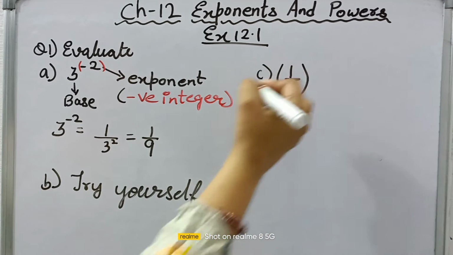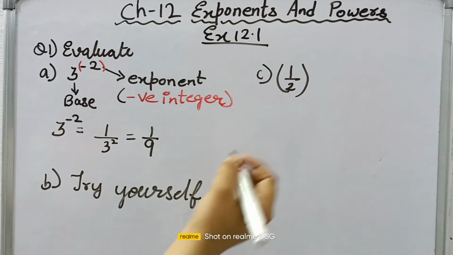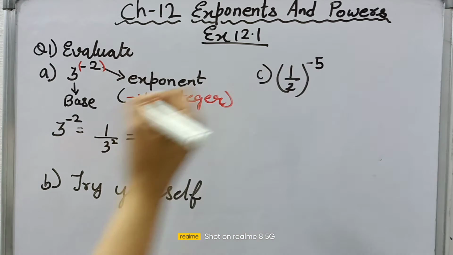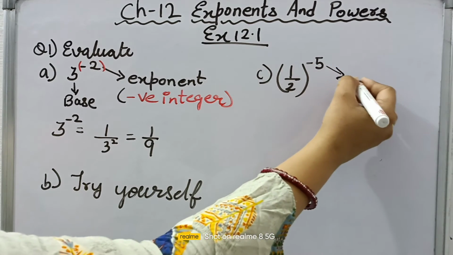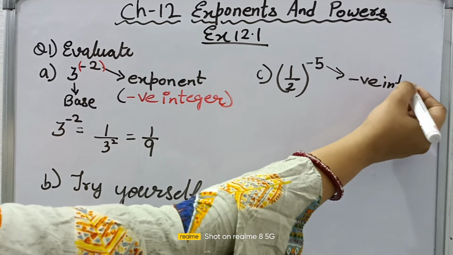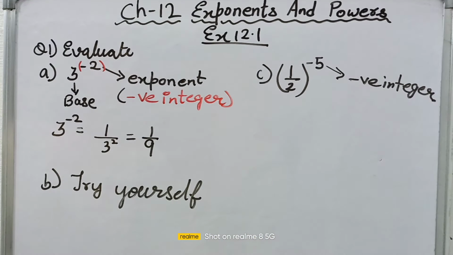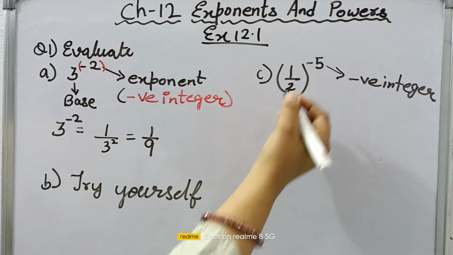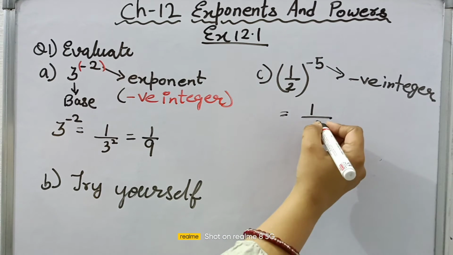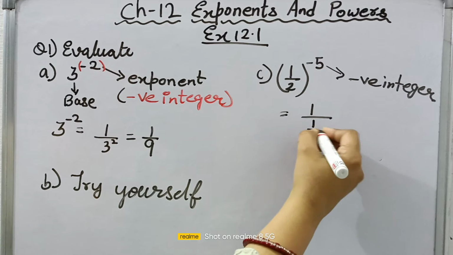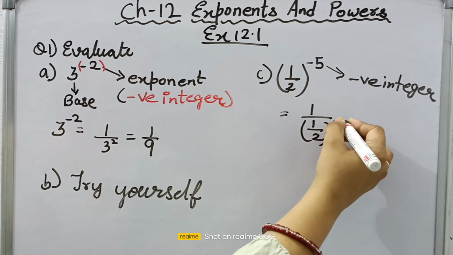In part C, it is given 1 upon 2 raised to the power minus 5. Again, our exponent is a negative integer. So that means we have to follow the law and we will write the base in denominator, or we can take it in the form of fraction. Now how can we write this? We can write it 1 upon 2 to the power 5.